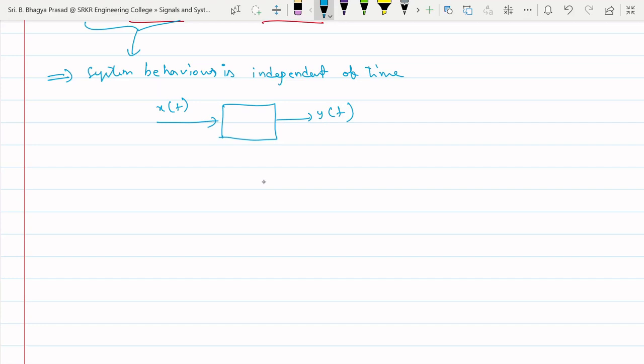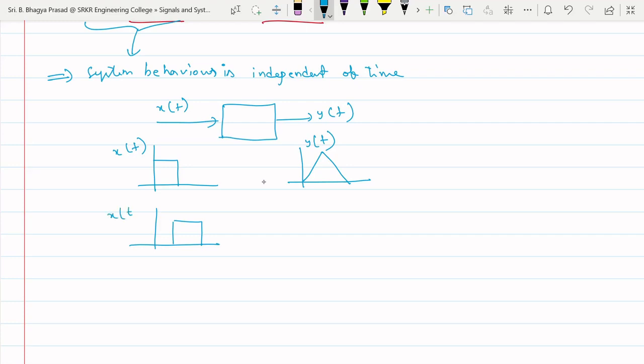So this system is producing some output, a random output. I am considering an input like this, and the system is giving an output, a random output, for example. Now I am giving a delayed input signal. The input was delayed by tau. So this is x of t and this is y of t.